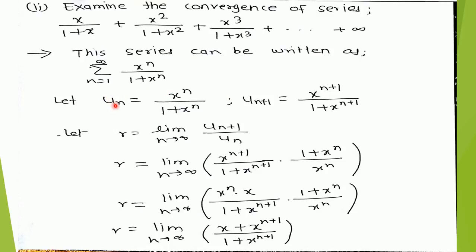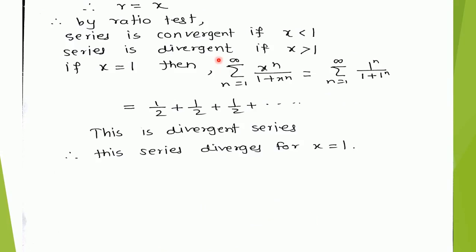Here, to apply the ratio test, we want the nth term of the series and the n plus 1th term of the series. So I have written the nth term and the n plus 1th term. Just put n equal to n plus 1 and apply the definition. r is equal to the limit as n tends to infinity of un plus 1 upon un, and substitute the values of the terms. These are simple calculations. Then finally we get the limit r equal to x.